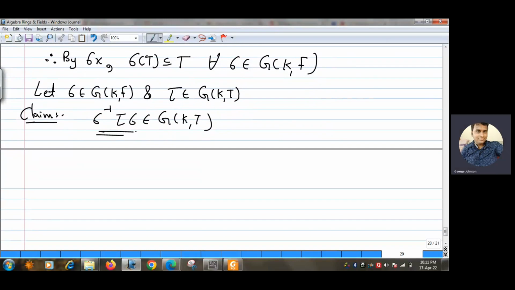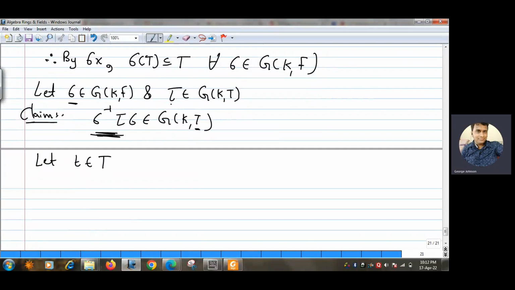When will sigma inverse tau sigma belong to GKT? We know that GKT is the collection of all those automorphisms from K to K which fix every element of T. Sigma is an automorphism from K to K and tau is also an automorphism from K to K, so obviously sigma inverse tau sigma is an automorphism from K to K, that is clear. Now all we need to prove is that it fixes every element of T. So let us start with an element t belongs to capital T.